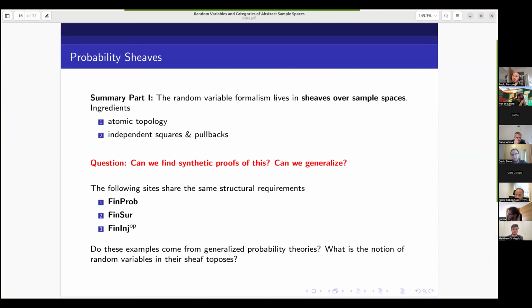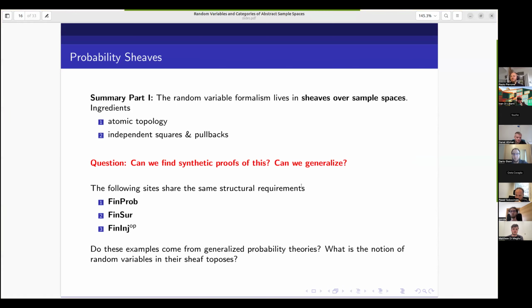So the random variable formalism can be formalized very nicely in sheaves over sample spaces. And the ingredients that we want out of the category of sample spaces are that we can take the atomic topology there, and they have this structure of independent squares and pullbacks that satisfy some axioms, which is very rich.